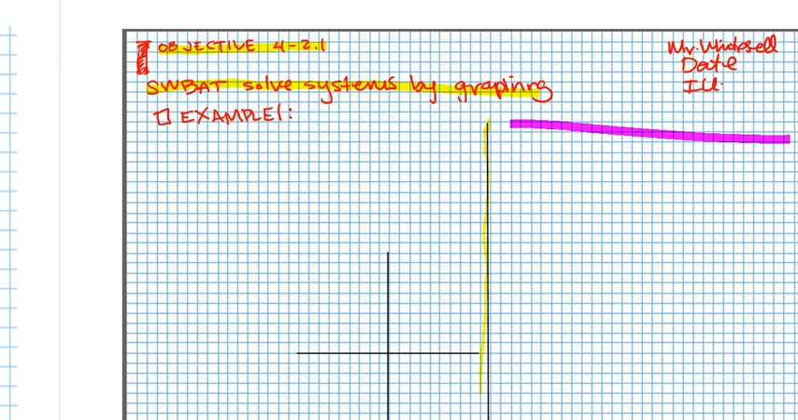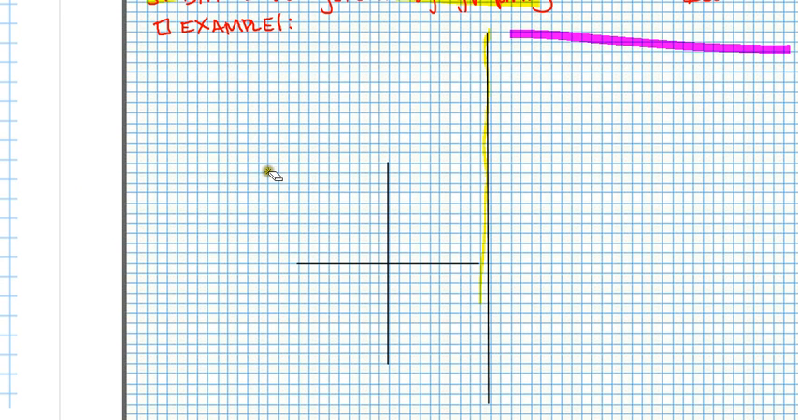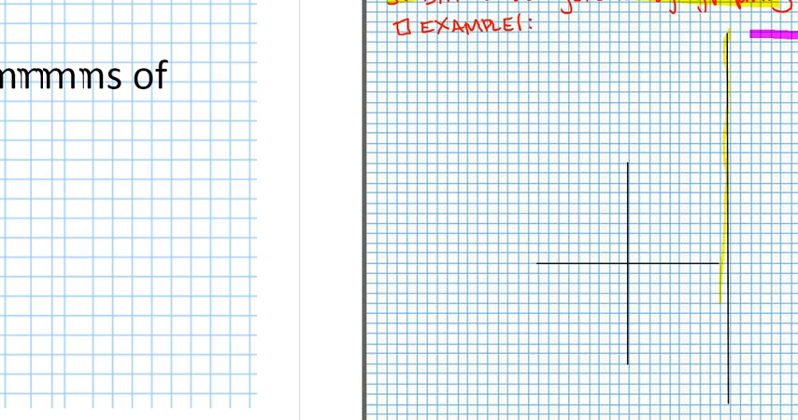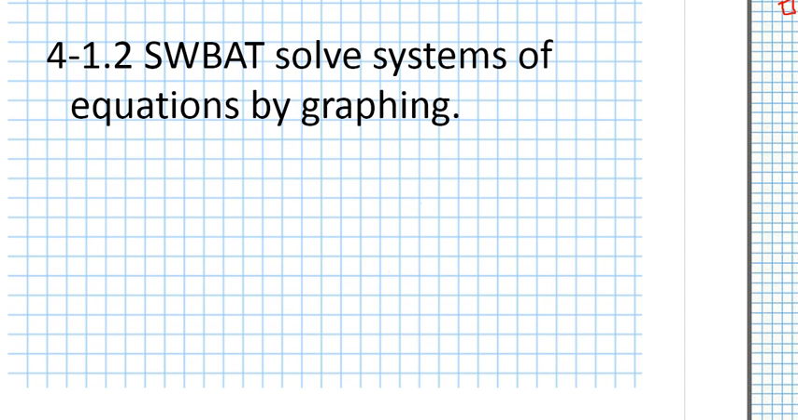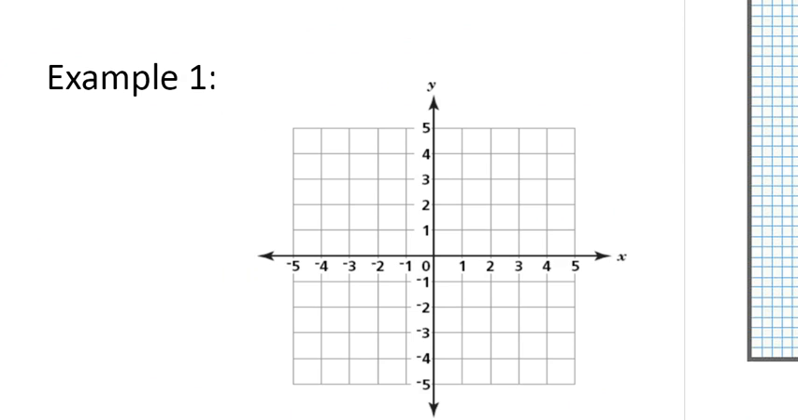What you'll see is I've started to do example 1 down here on this left hand side. So if I scroll back over to example 1, which we're going to start doing in just a second, make sure your paper is headed with the objective: Students will be able to solve systems of equations by graphing. And example 1, feel free to pause the video if you need more time to write this down, is here.